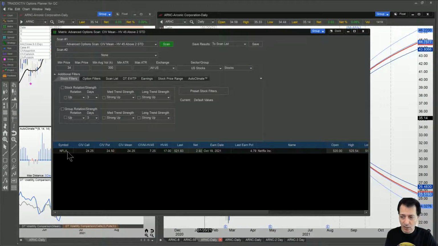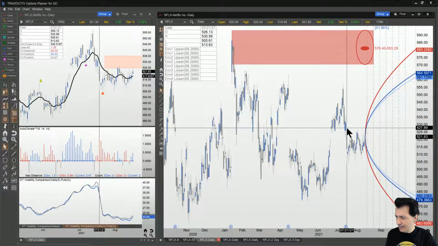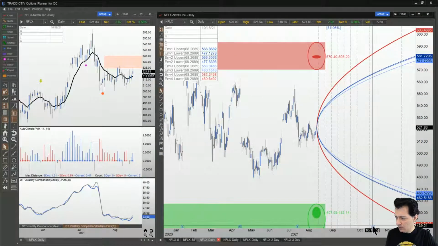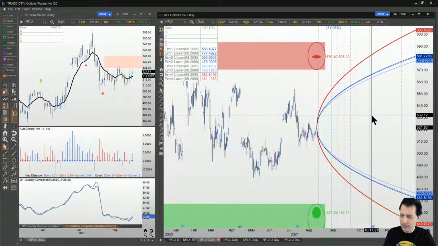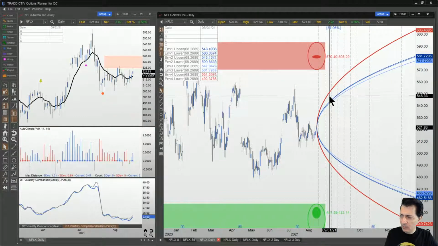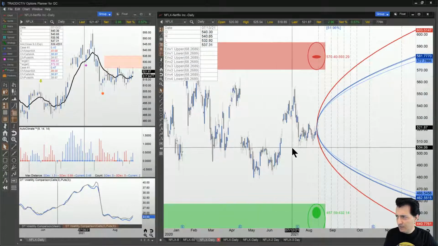In this case, it uncovered Netflix, with earnings on October 19. So let's take a look at Netflix and let's see what happens. Earnings all the way there. Implied volatility, you can see here there is a spike. You can see how the red line is above the blue, so there is some premium built in those options. And therefore we have something that we can work with.